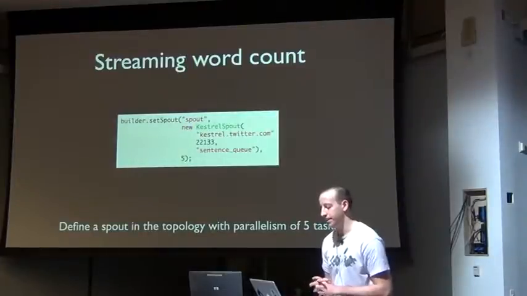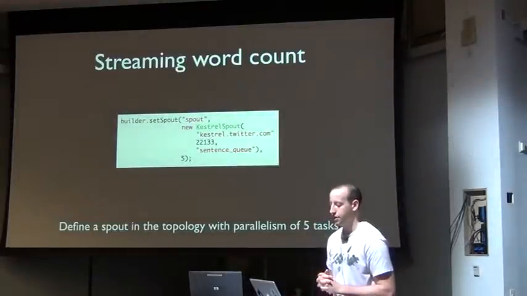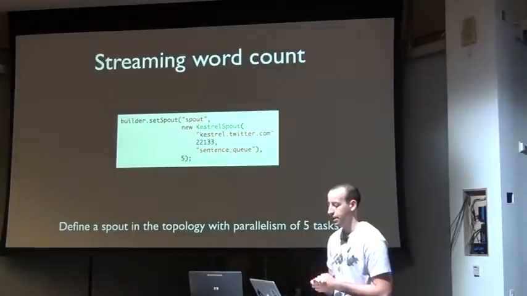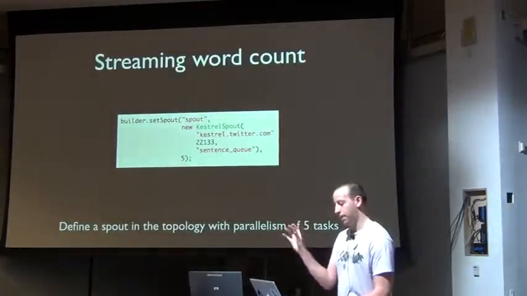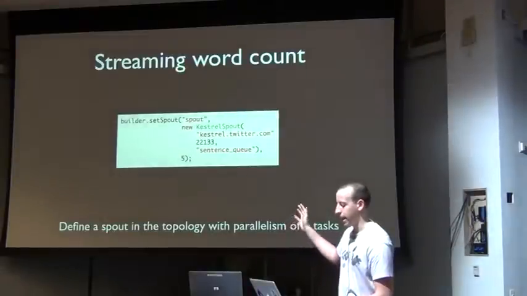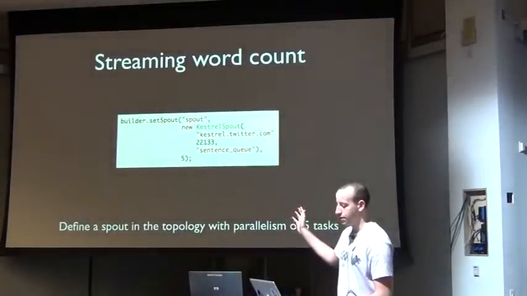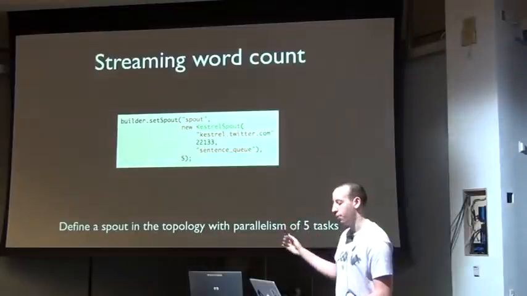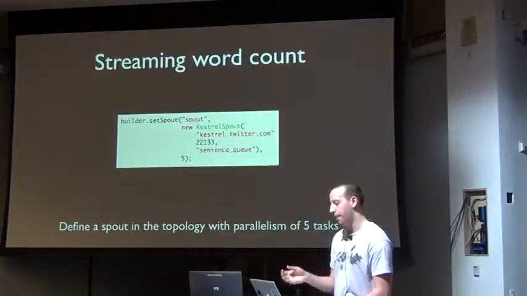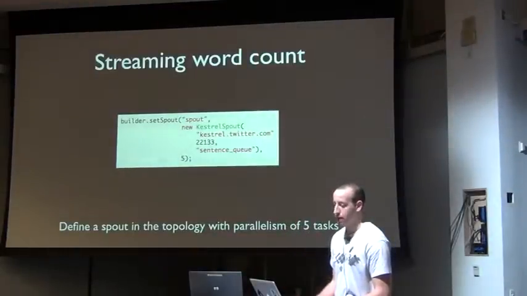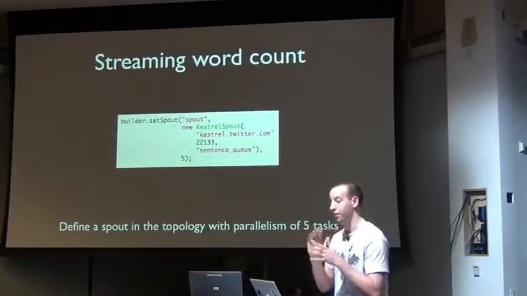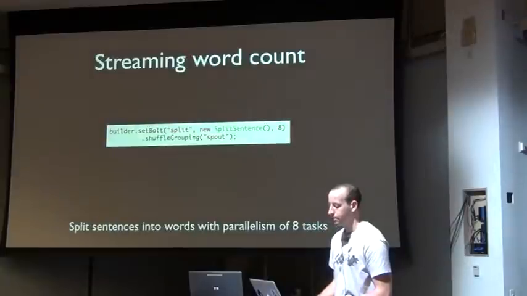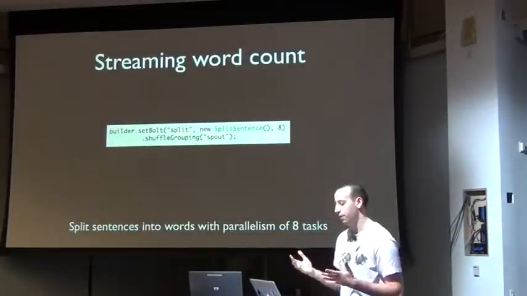So the first thing we do is we will set our spout in the topology. So here we say, let's create a spout, and we'll give it an ID of spout. And then the implementation is a Kestrel spout, which reads off the sentence queue from that host and port. And then we'll give this spout a parallelism of 5. So this will execute as 5 tasks across the cluster, and each task will be hitting that Kestrel node to get messages.